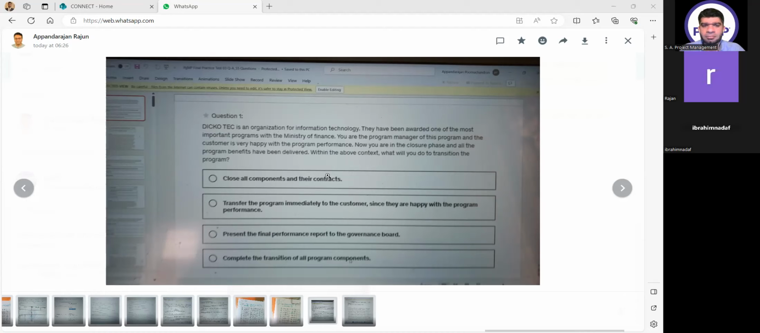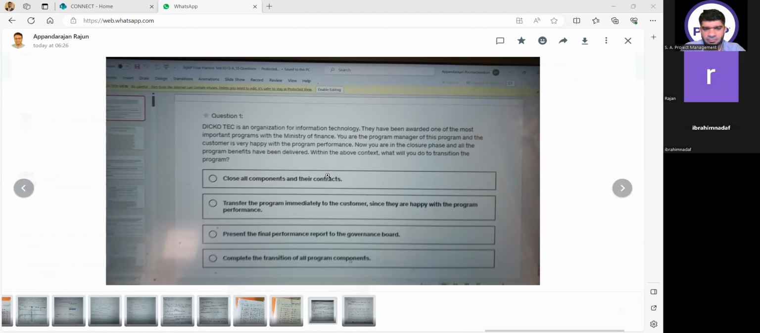Now I go to the first option. Close all components under contracts. You don't close any component during program transition. You only check whether all components are transitioned successfully or not. Option A is transfer the program immediately to the customer since they are happy with the program performance and it is rolled out completely. Yes. Present the final performance report to the governance board. Now you are only in program transition. So there will be a steering committee which is going to approve this program transition. Once the steering committee approves, it goes to the program closeout entry. Once they're all ready, then you actually do the closeout activity. Only in the closeout activity, you actually present the final performance report. Everybody discusses, and then they update again with the lessons learned.